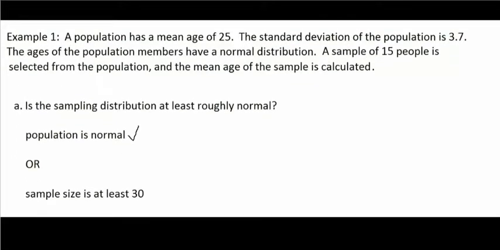A population has a mean age of 25, the standard deviation is 3.7, and the ages of the population members have a normal distribution, and a random sample of 15 is being selected from the population, 15 people, and the mean age of the sample is being calculated. So notice how it's not one person. We actually have a sample of 15. That's why the sample size is provided, to tell us it's 15 people.